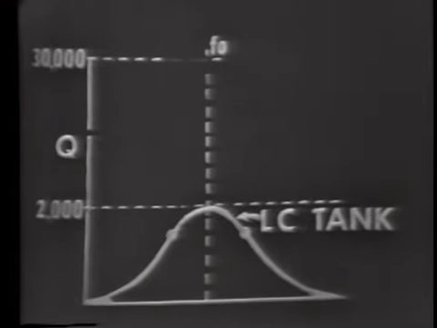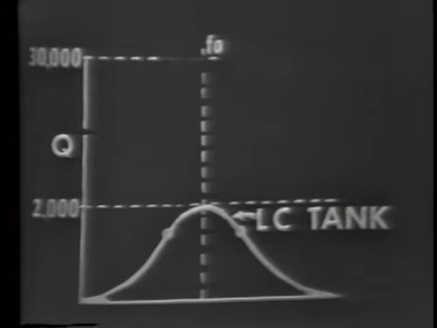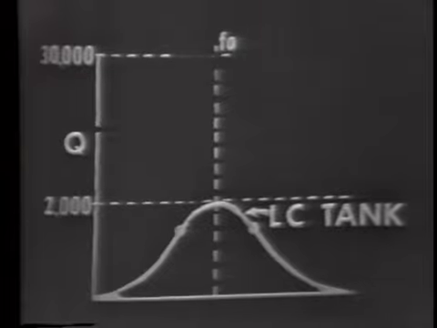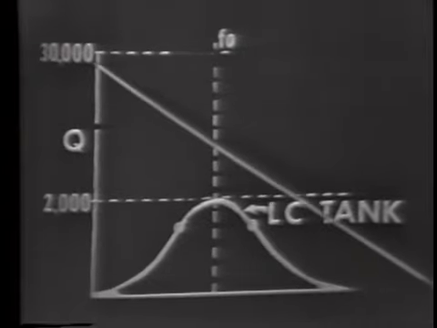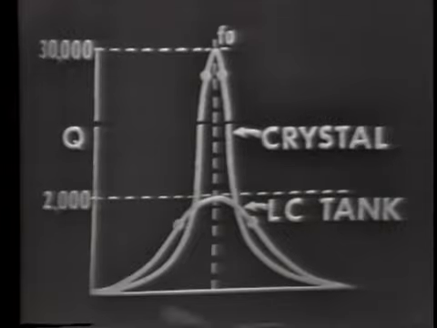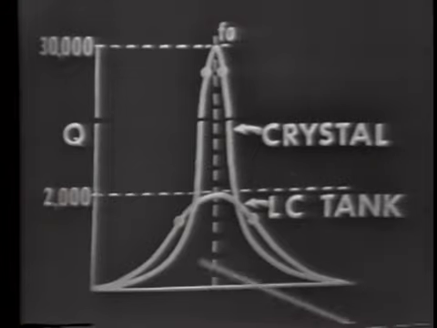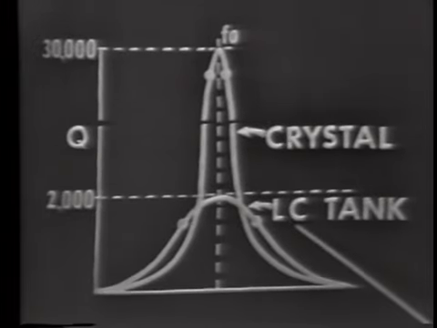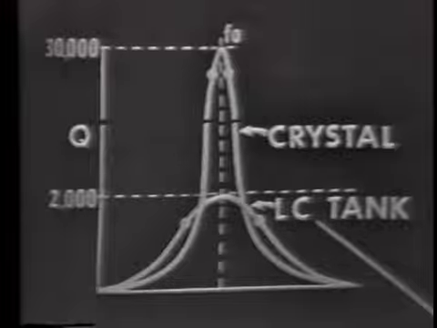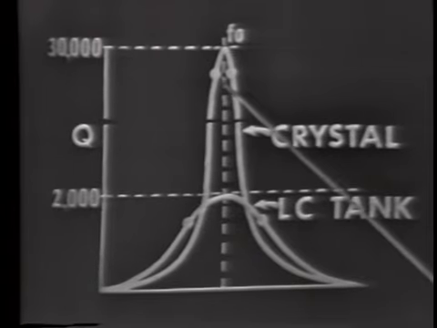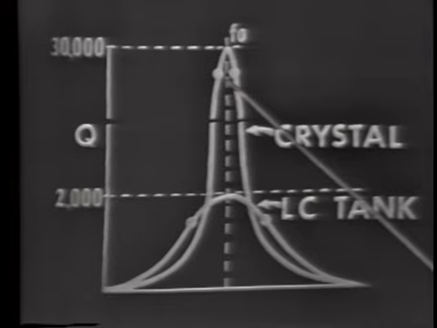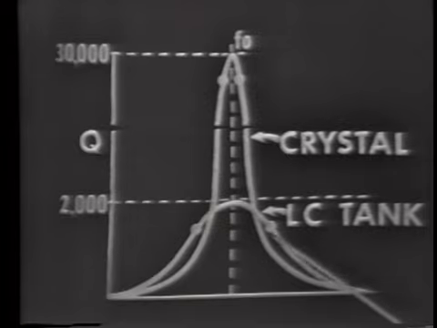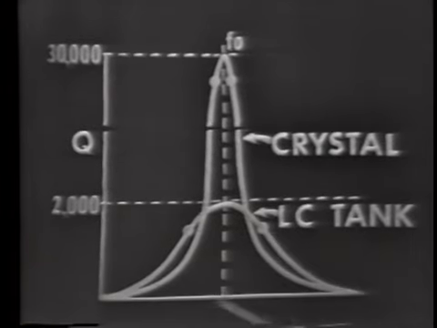The Q of an LC tank circuit is seldom greater than 2,000, whereas the Q of the crystal is sometimes as great as 30,000. And comparing these two, you can see that the Q of the crystal would be many times greater than that of the LC tank circuit. Now, because of the high Q, this would mean that the crystal would have better frequency stability, because its bandwidth is much more narrow than that of the LC tank circuit.